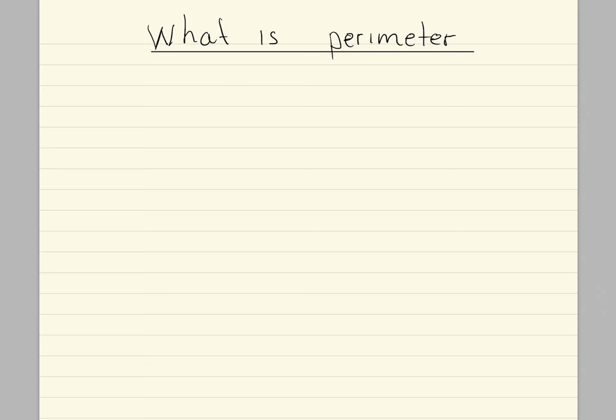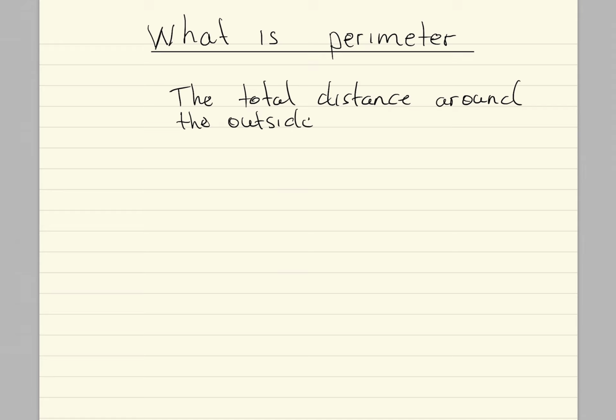So today we're going to learn what a perimeter is in geometry. So a perimeter is essentially the total distance around the outside of a shape. So I'm going to give you an example for that.